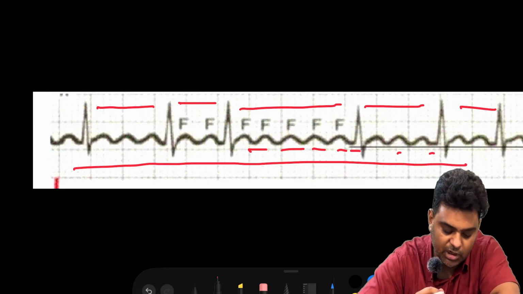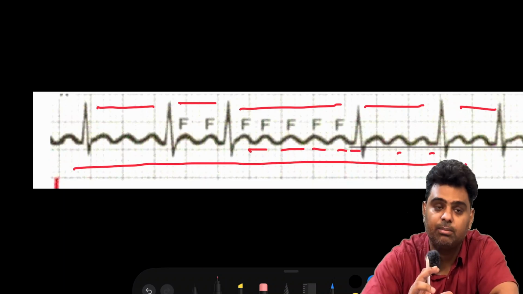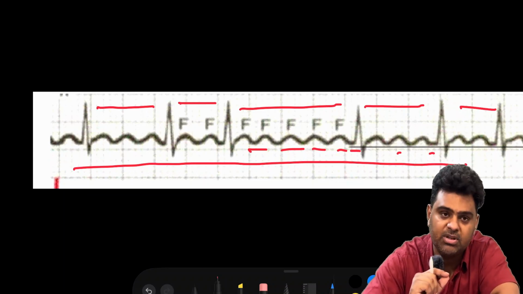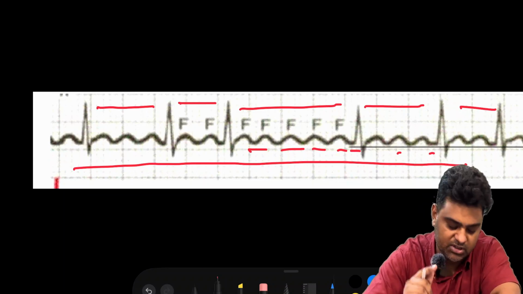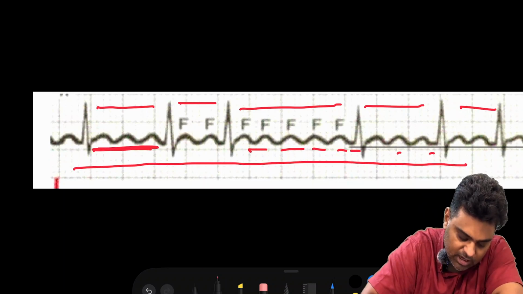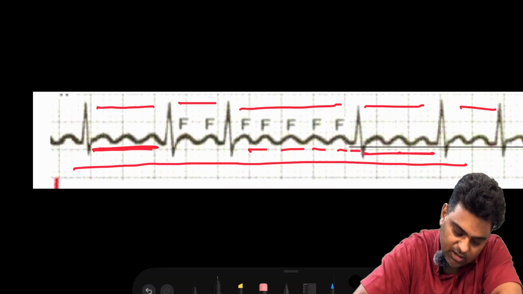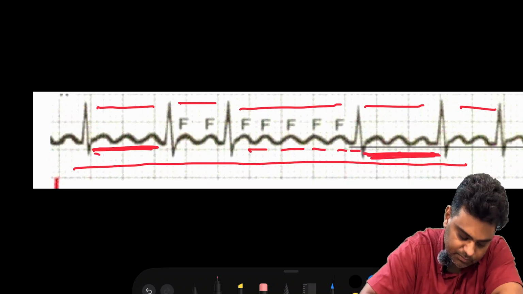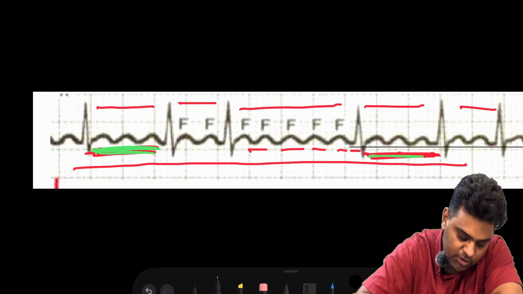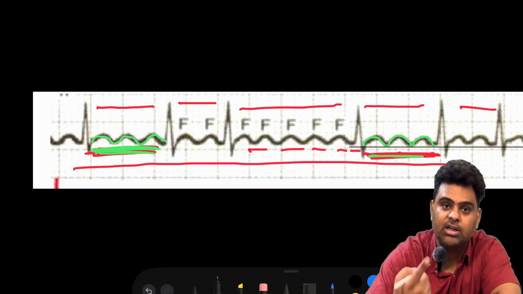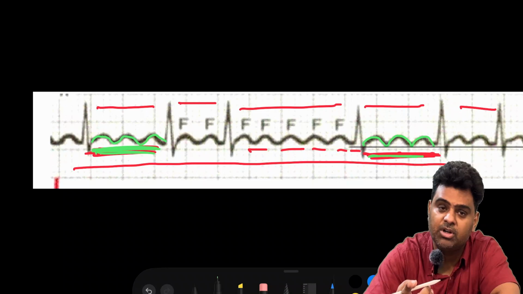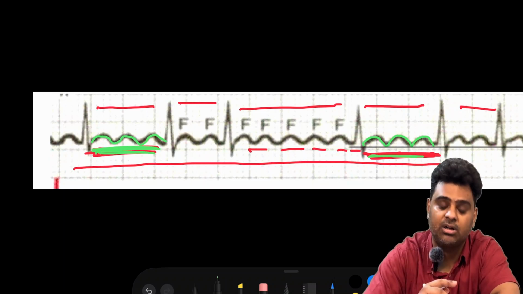So how will you differentiate? Now you have to see the pattern. But where will you see the pattern? The pattern will be seen between those RR intervals where the RR interval is the same. For example, here and here the RR interval is the same. In these two places, if you see, the pattern is the same. Whereas if you compare and contrast it with atrial fibrillation, you will never see the same pattern like this.